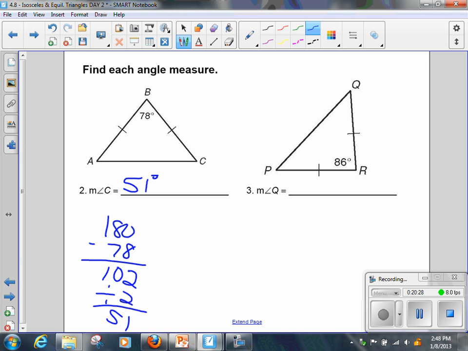What about the next one? How did we get that one? Patrick, how did we get that one? Same thing. 180 minus 86 is 94. Is that right? Divided by 2, which is 47. For angle Q, how many of you had 47 degrees? High five in the air. Michael, you good? Yep. Kel, you good? Yep. Questions? Roll on to the next one.